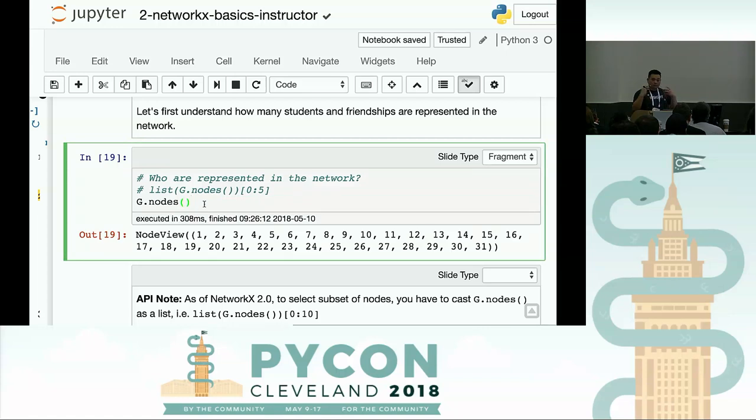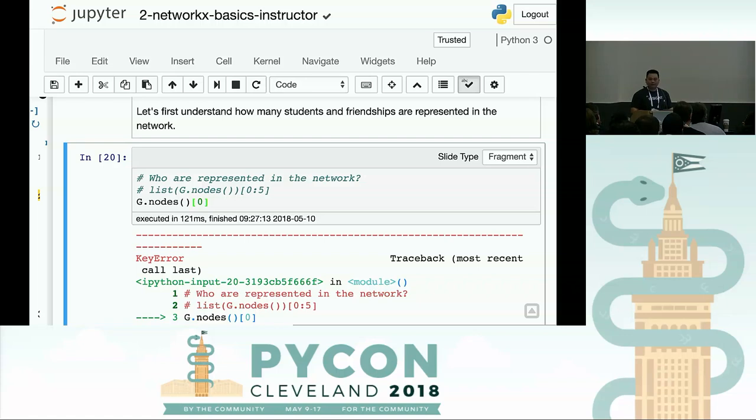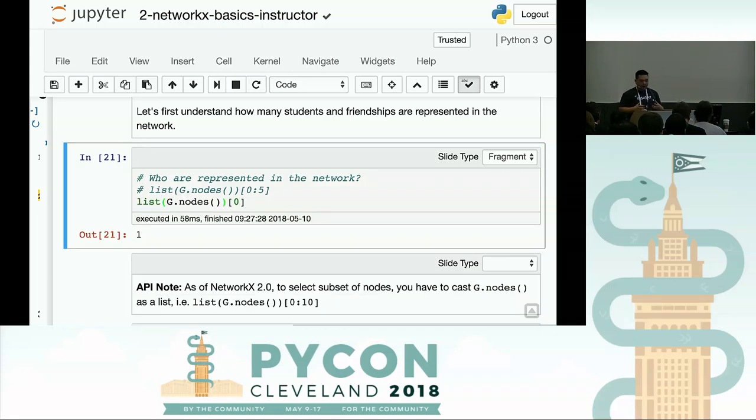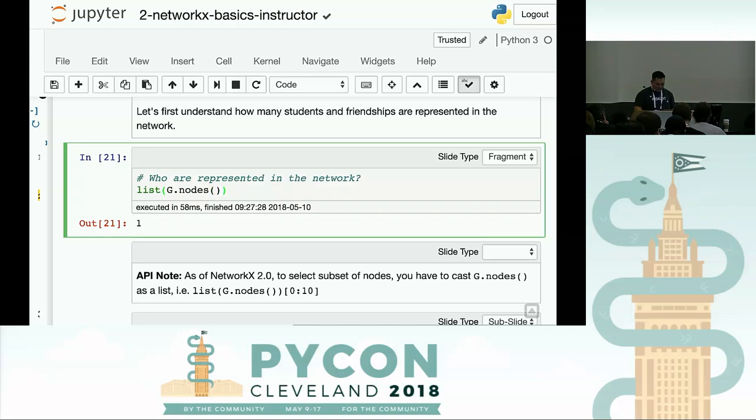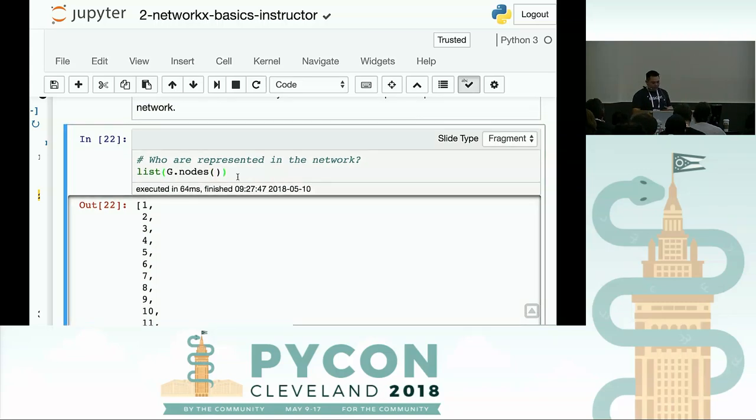Now, due to changes in the NetworkX API, this node view thing, you can't slice it and get a particular node. It will throw you an error. If you try g.nodes and then use the square brackets to select the first element, 0, that will throw you an error. Instead, you first have to cast it as a list. So a list of g.nodes will convert that nodes view into a list that you can then select from. That's how we play with the NetworkX API, getting to know which nodes are present. So list of g.nodes, and if I want to select just the first 5, I just do this.